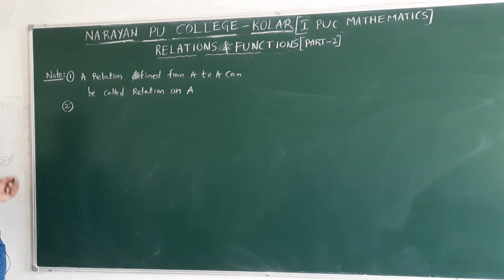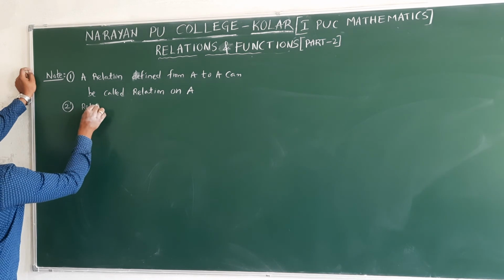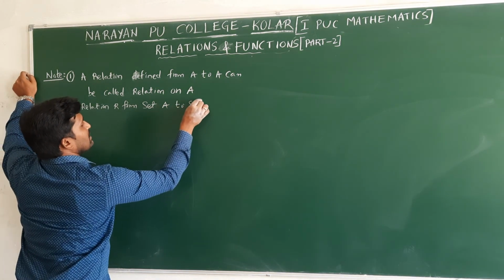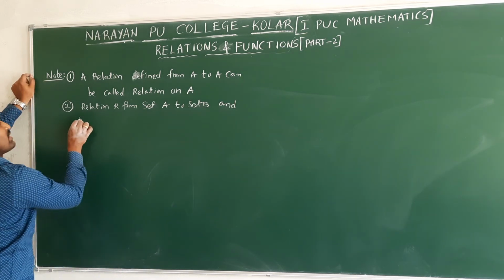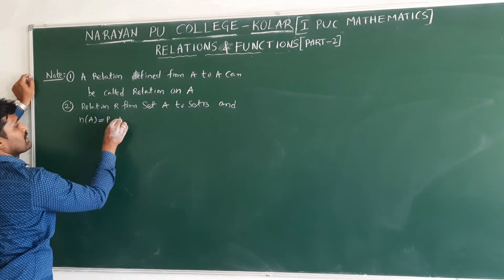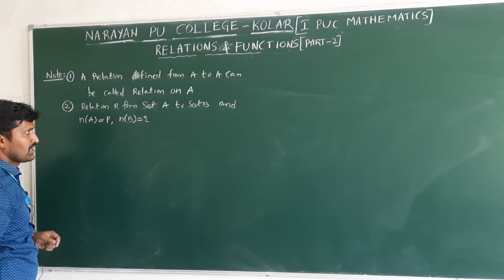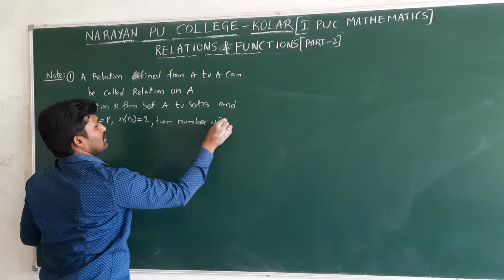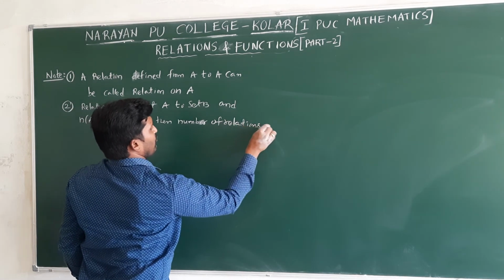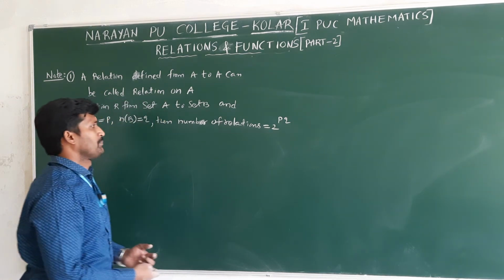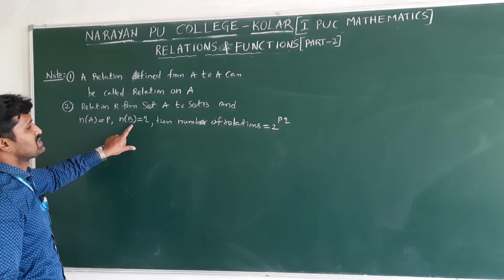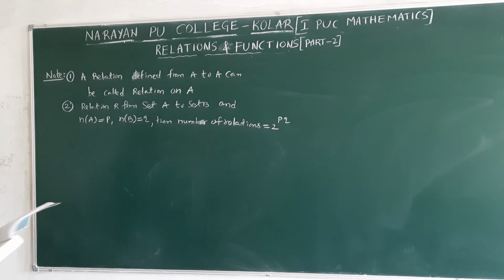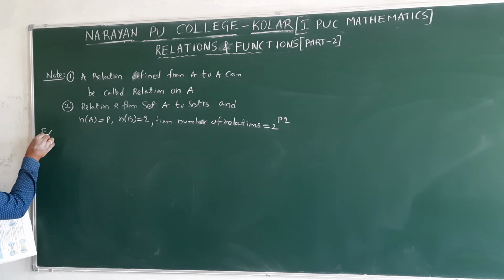Next, second one: a relation capital R from set A to set B, and the number of elements in set A, n(A) equals P, n(B) equals Q. Then the number of relations formula is 2 power P into Q. P stands for the number of elements in set A, Q is the number of elements in set B. The number of relations formula is 2 power P into Q. That formula we need to use to find the number of relations. Okay, we'll discuss some examples.